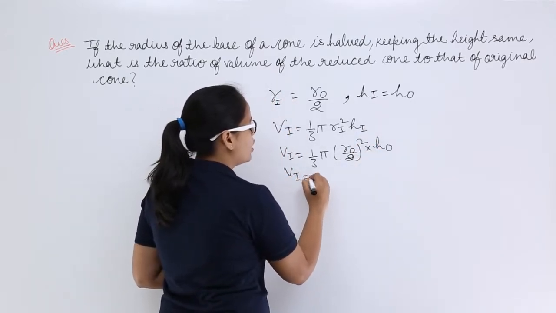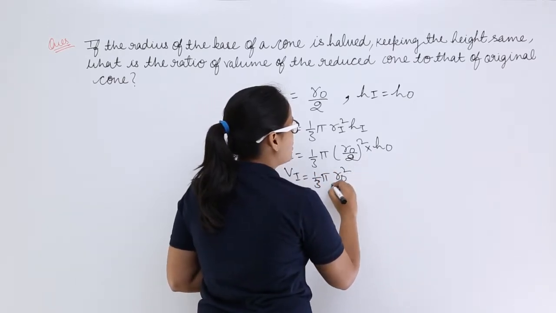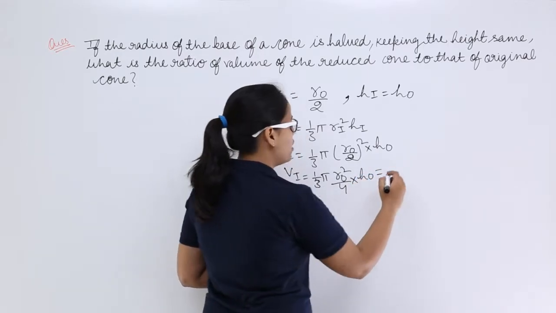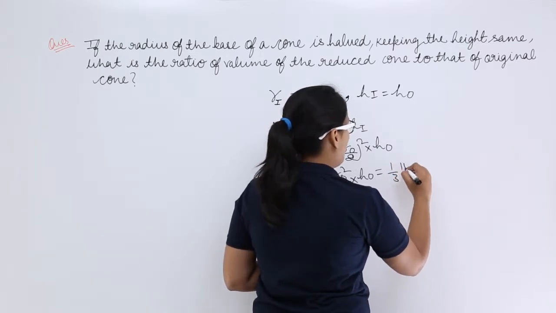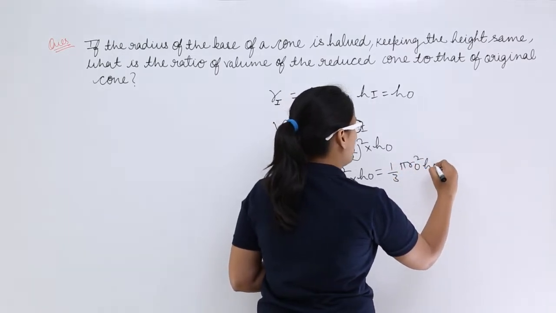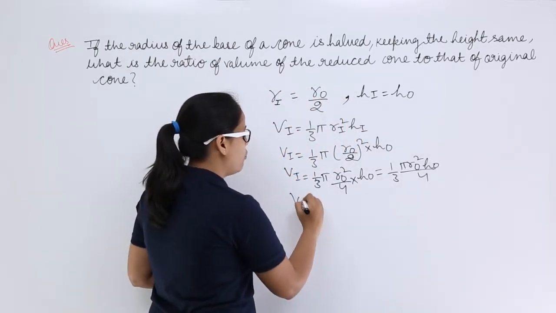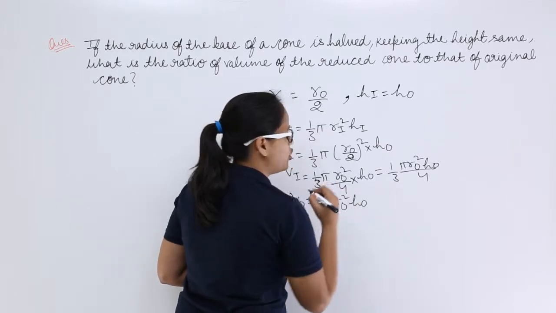Now VI is equal to 1/3 of pi RO square divided by 4 times HO, and this is equal to 1/3 of pi RO square HO divided by 4. And our original volume is 1/3 of pi RO square HO.